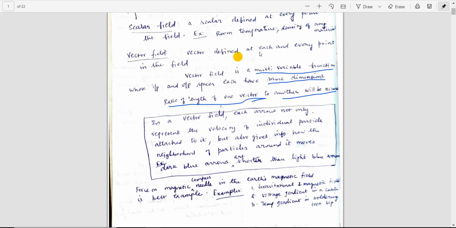A vector field is defined at each and every point in that particular field, and that vector field must be defined as a multivariable function, because a vector field will have vectors at each and every point. So that particular vector must be defined as a multivariable function. You can say an example is a gravitational or magnetic field.